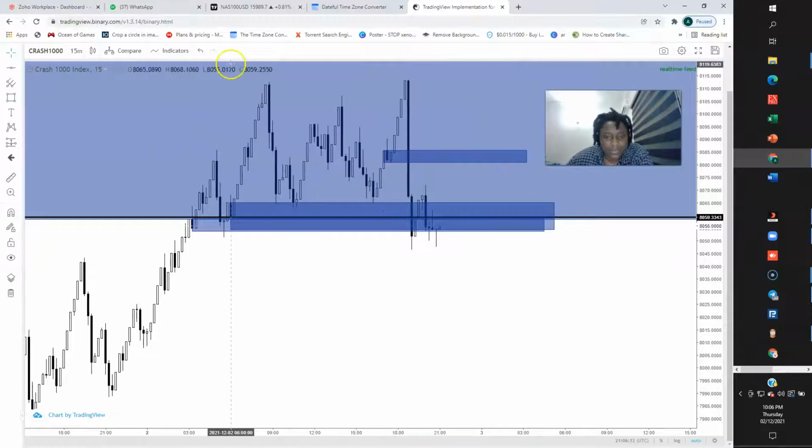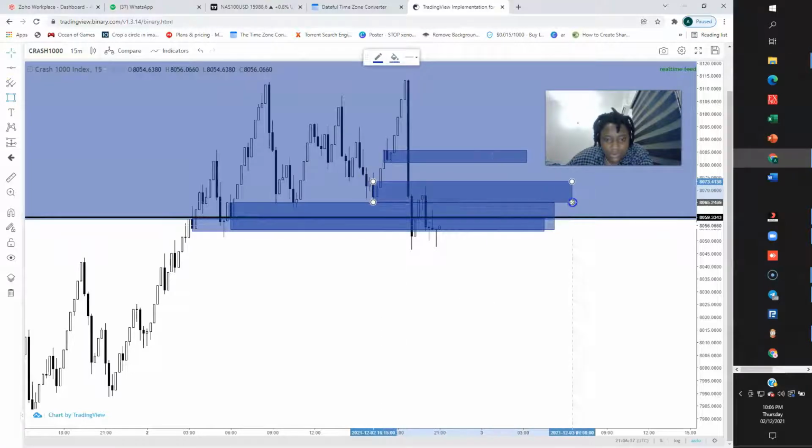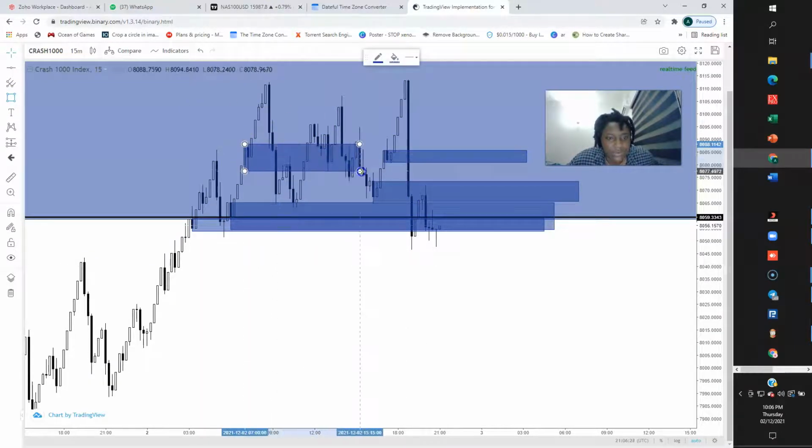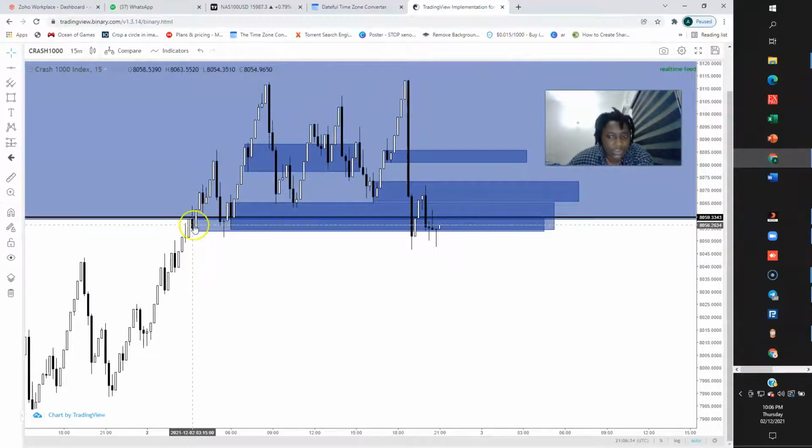Great. I'd also take note of this one. So take note of this one. Okay, so there's something very common with all of these points. I'd also highlight this point here because it's very vital. Great. So these are things that pushed price up into the supply zone.